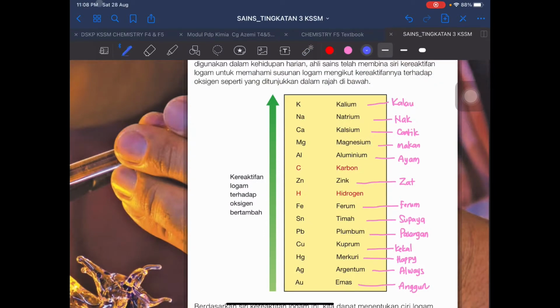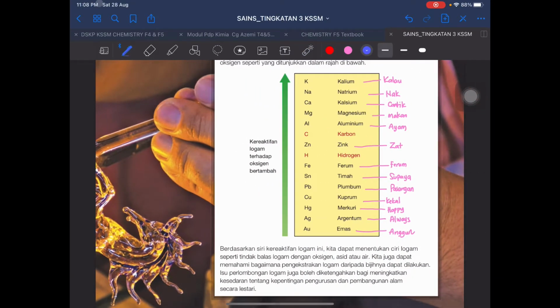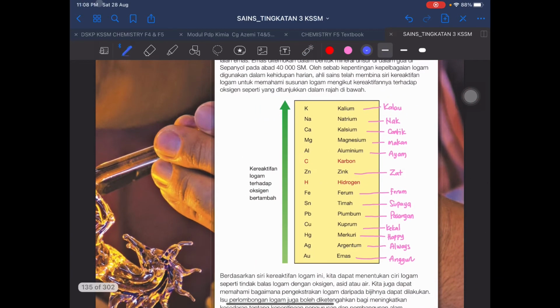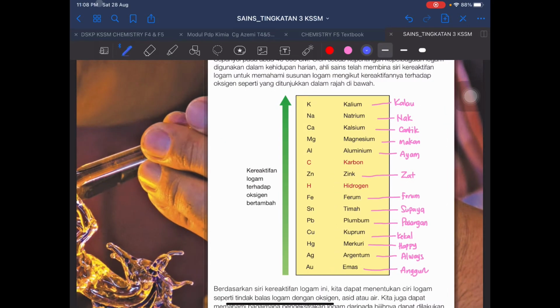Okay, so this is the reactivity series of metals that you learned when you were in Form 3. You have learned this from your teacher when you were still in 3 Gemilang. So, let me remind you one more time. Ini adalah susunan logam mengikut kereaktifan. Look at the note over here. Kereaktifan logam terhadap oksigen bertambah. Maksudnya, makin naik, makin reaktif lah.